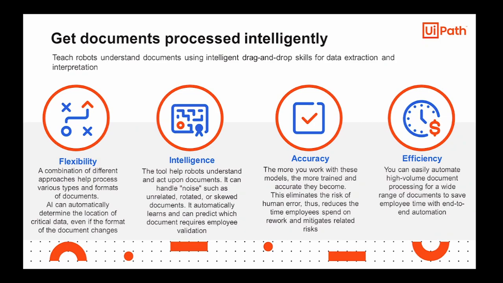It can predict which document requires employee validation based on the minimum confidence score. Also, it automatically learns from the data it processes. The more you work with the machine learning model, the more accurate it becomes. The model can be retrained automatically with data from the human validation. Once we release the validation station, the real benefit of document understanding is accuracy. You can mix and match different extraction technologies to ensure the highest accuracy.